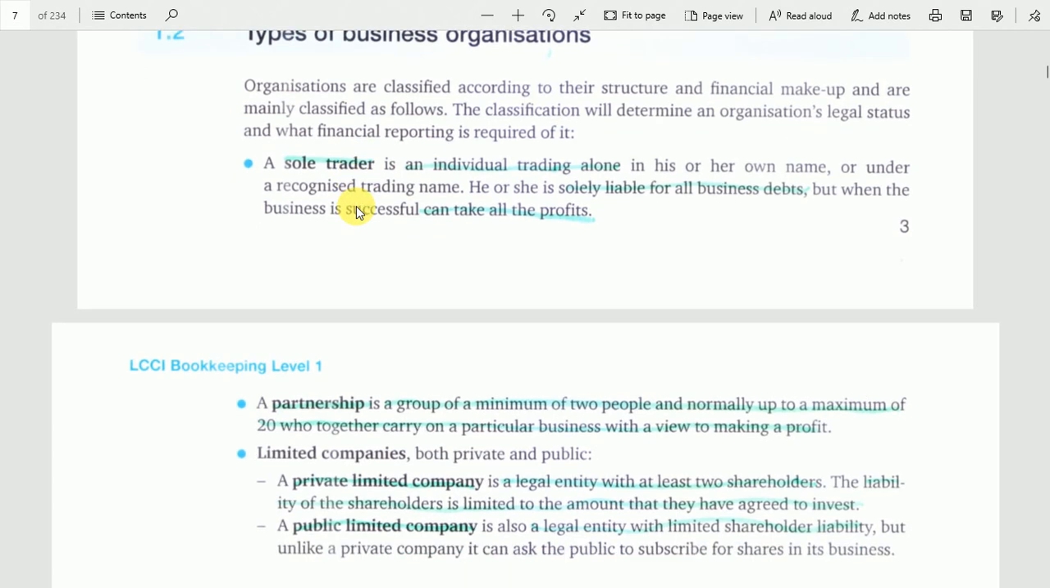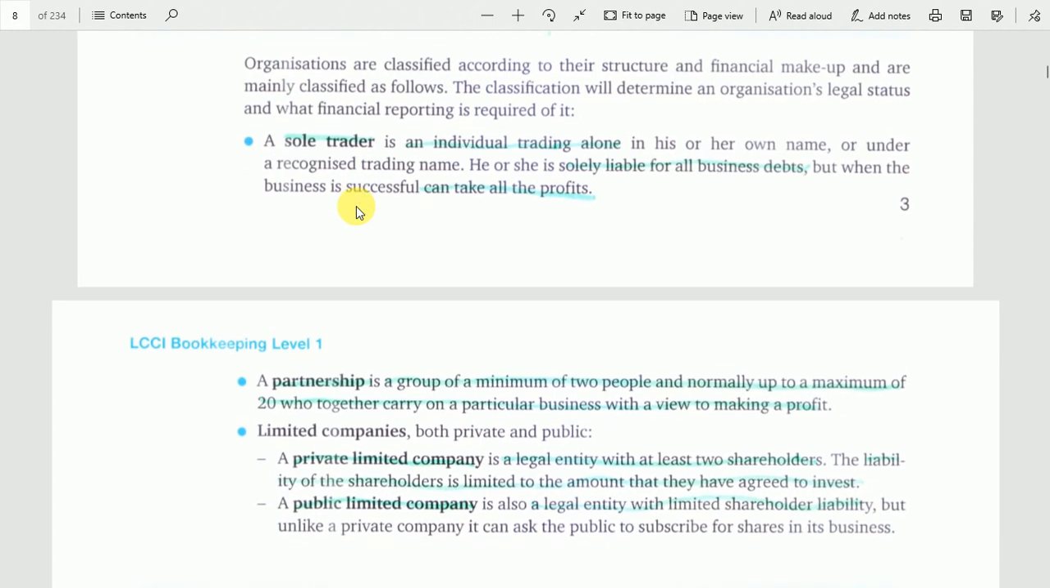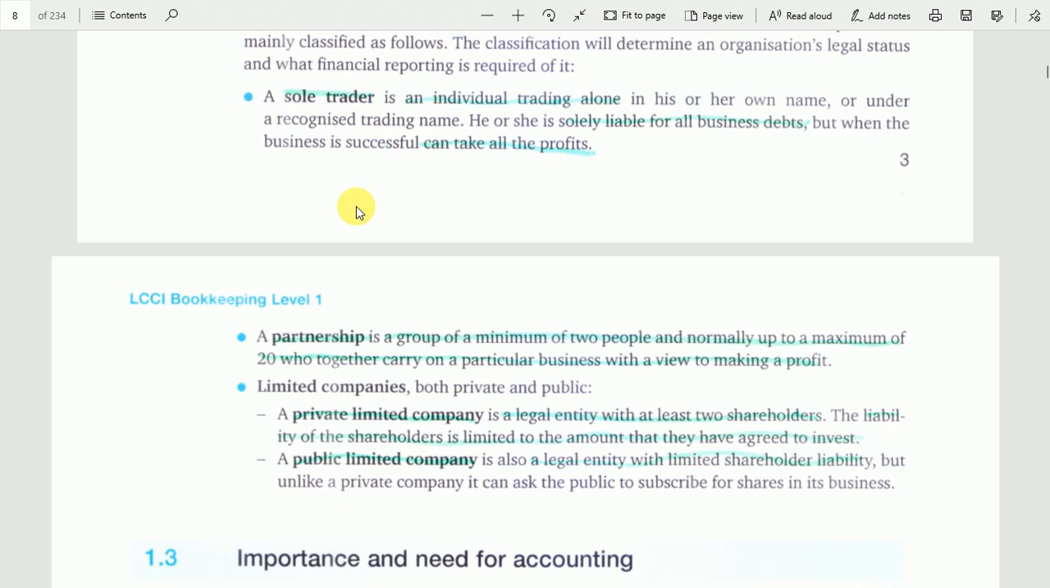He or she is solely liable for all the business debts, but when the business is successful, can take all the profits. So guys, you see, the sole traders are the ones who operate a business by their own trading name, and they are liable for all debts or rewards upon their success, and liable for any loss that it may incur.